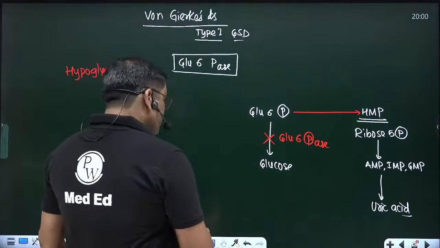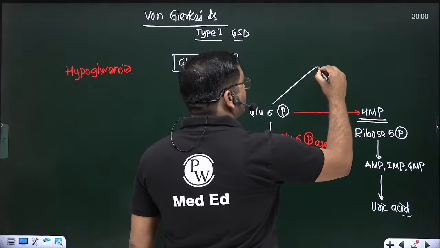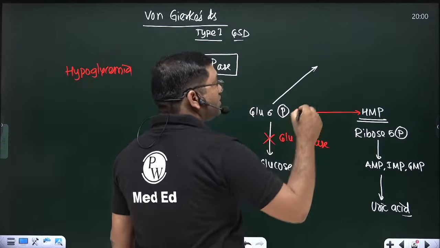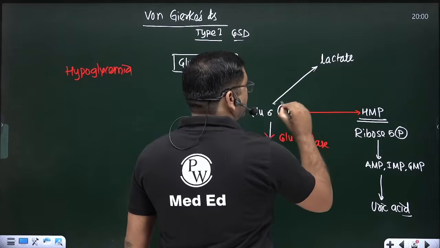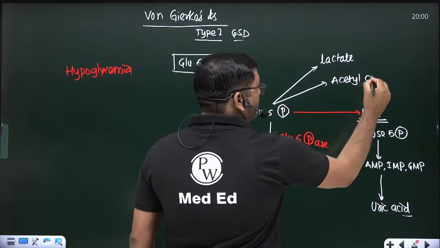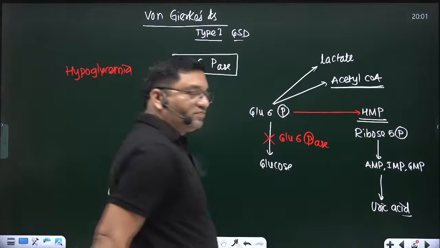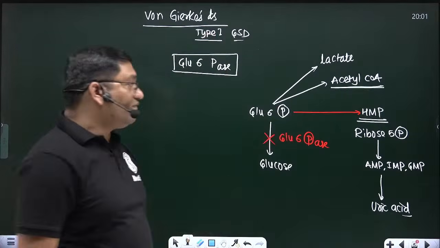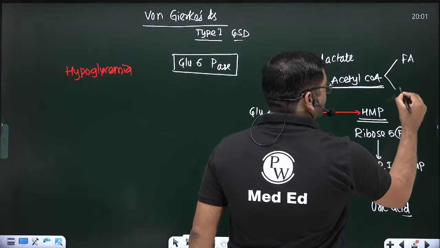Apart from this, glucose 6 phosphate is diverted, it goes into glycolysis, it produces lactate. So there is lactic acidosis. It produces acetyl coenzyme A, and acetyl coenzyme A is diverted for fatty acid synthesis, fatty acid and cholesterol synthesis.